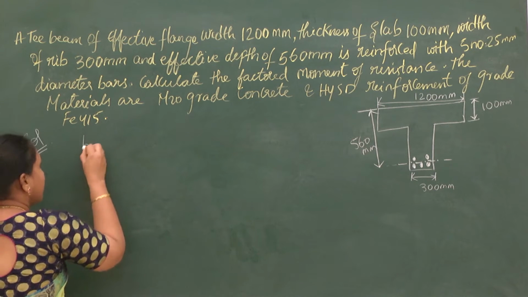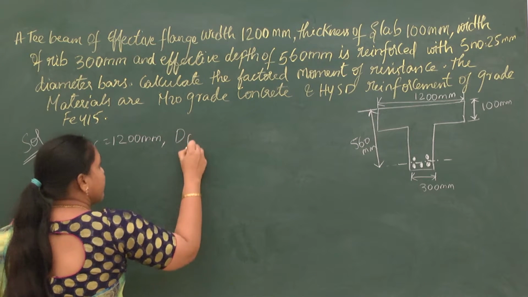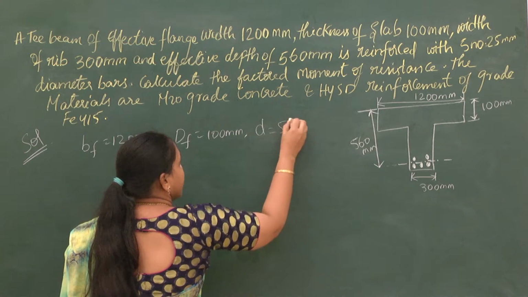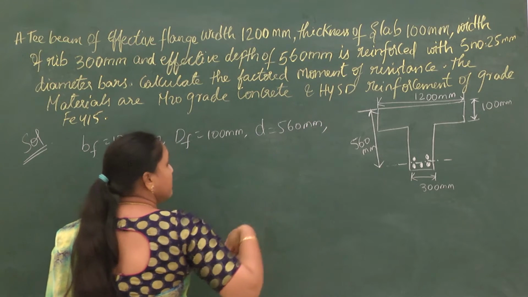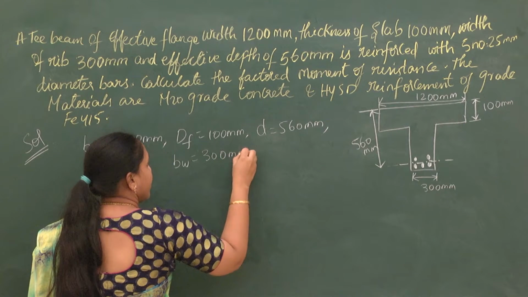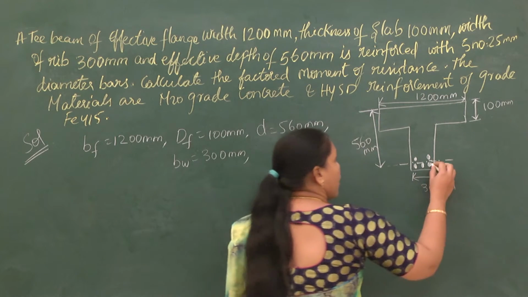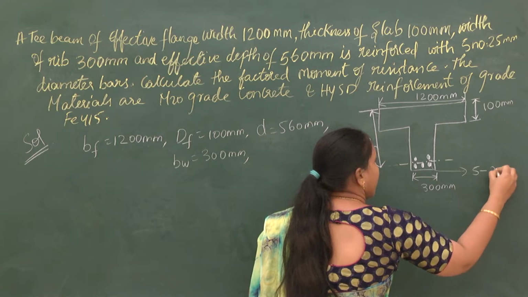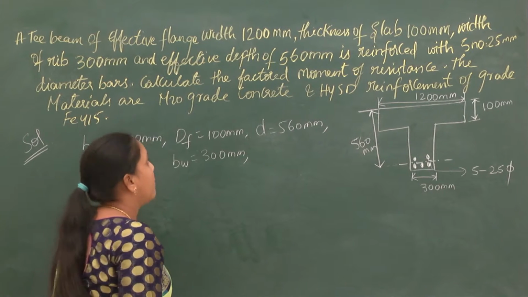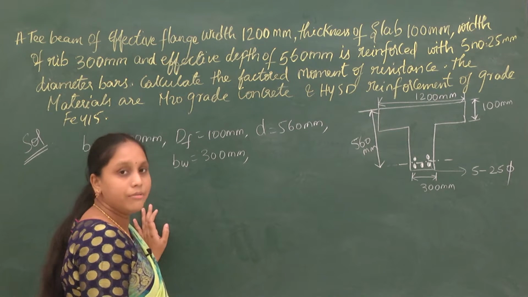So bf is given, which is 1200 mm. Df is given, which is 100 mm. Effective depth is given, which is 560 mm. The breadth of the web is given, which is 300 mm. And how many bars do we have? 5 number of bars, and the dia of each bar is 25 mm. And we are asked to calculate the moment of resistance.